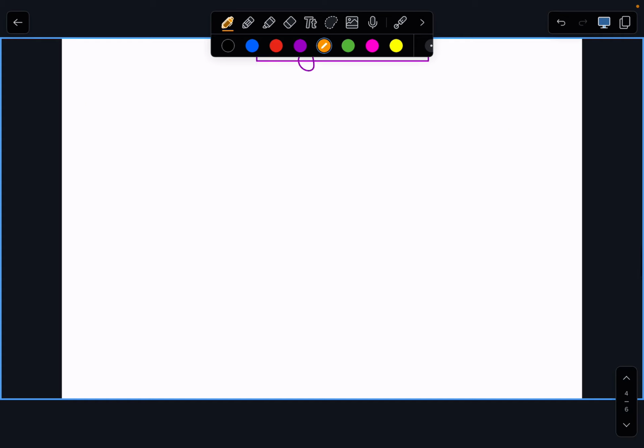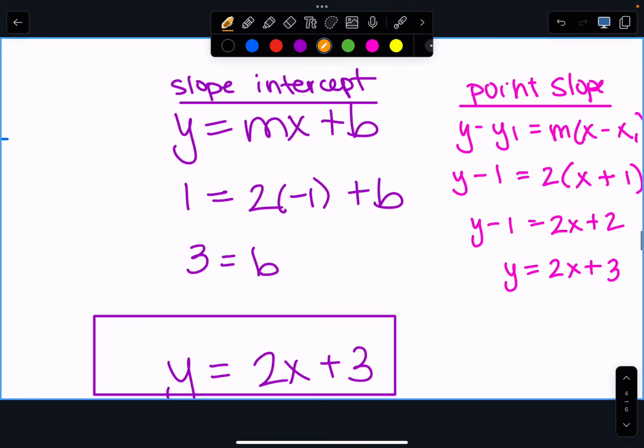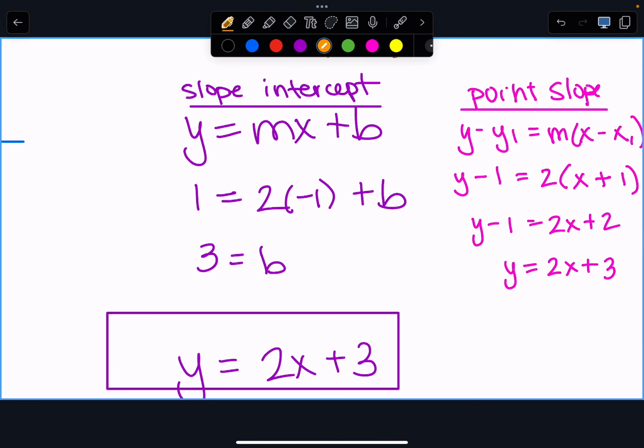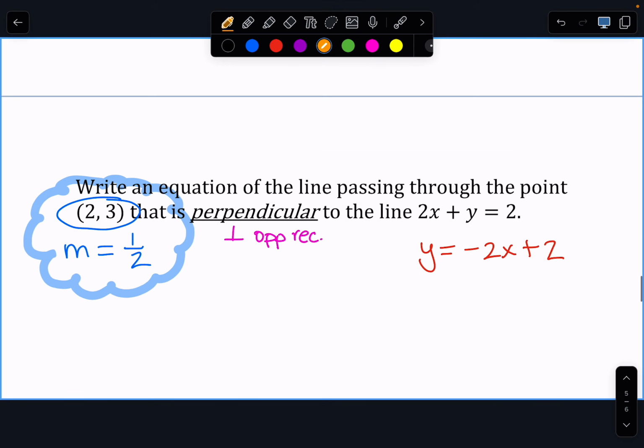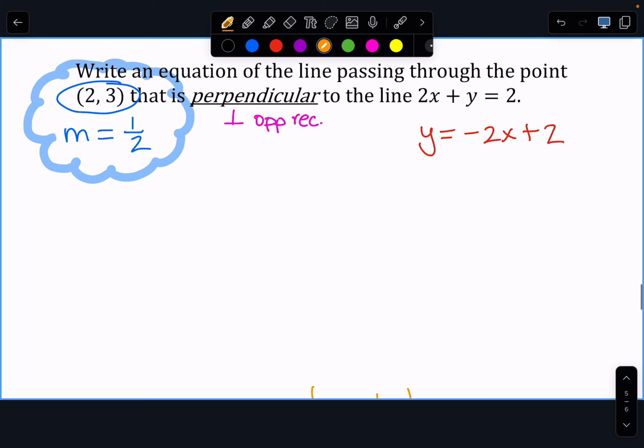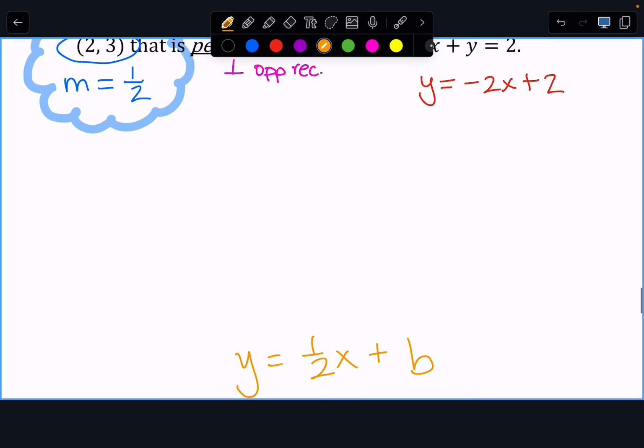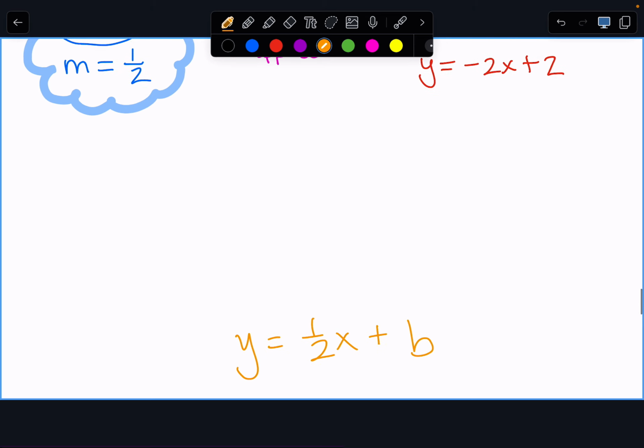Raise your hand if you used slope-intercept form and found the b. Raise your hand if you did point-slope form and solved. Raise your hand if you didn't do any algebra. How'd you do it, Austin? Some people were thinking about the graphs, and that's why I said not algebra.